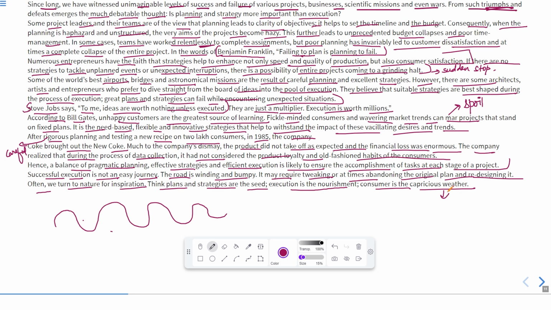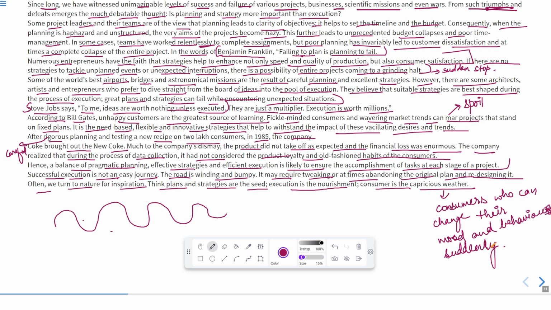So, capricious weather is actually a metaphor for those type of consumers who can change their mood and behavior suddenly. So we have talked about those consumers over here. Here we are talking about those type of people or consumers. So I hope you have understood the meaning of this entire paragraph.